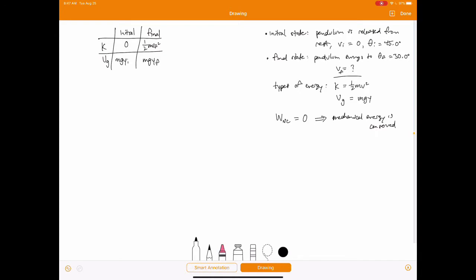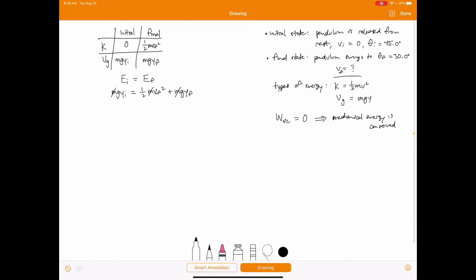Okay, so what we have when we set E initial, the total energy in this initial column, equal to E final, the total energy in the final column, we're simply going to get mgy initial equals 1/2 mv final squared plus mgy final. And notice something that we can immediately do, which is cancel out the mass. So it doesn't matter what the mass of that pendulum ball is, it drops out of the equation.